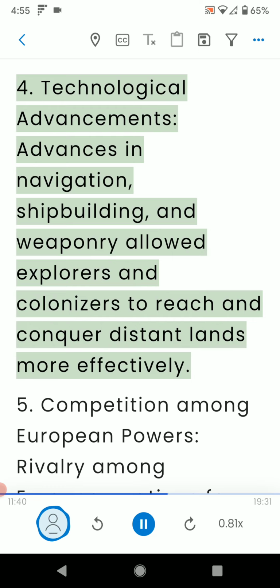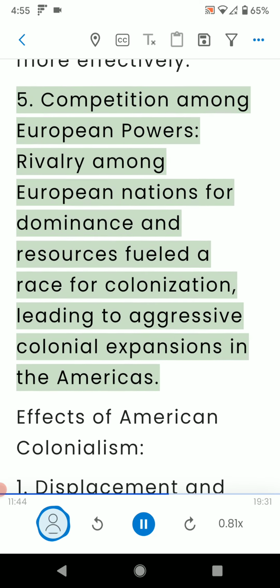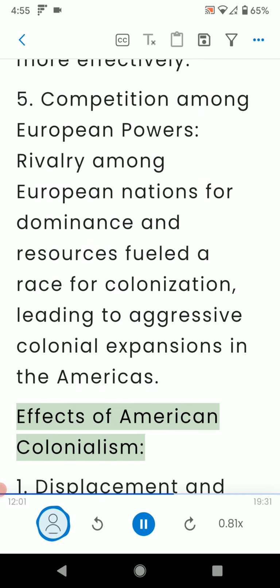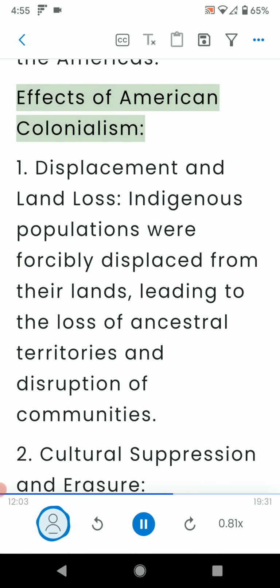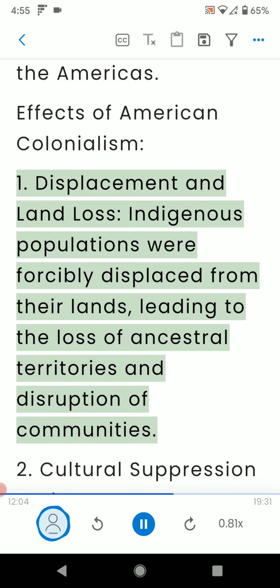more effectively. 5. Competition among European powers. Rivalry among European nations for dominance and resources fueled a race for colonization, leading to aggressive colonial expansions in the Americas. Effects of American colonialism. 1. Displacement and land loss. Indigenous populations were forcibly displaced from their lands, leading to the loss of ancestral territories and disruption of communities.